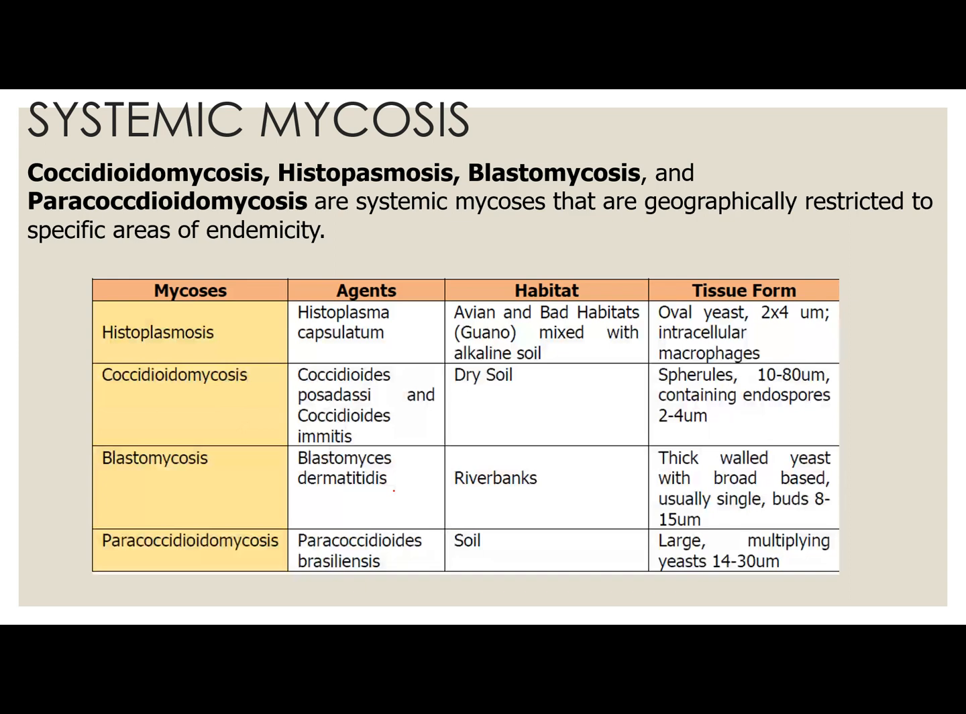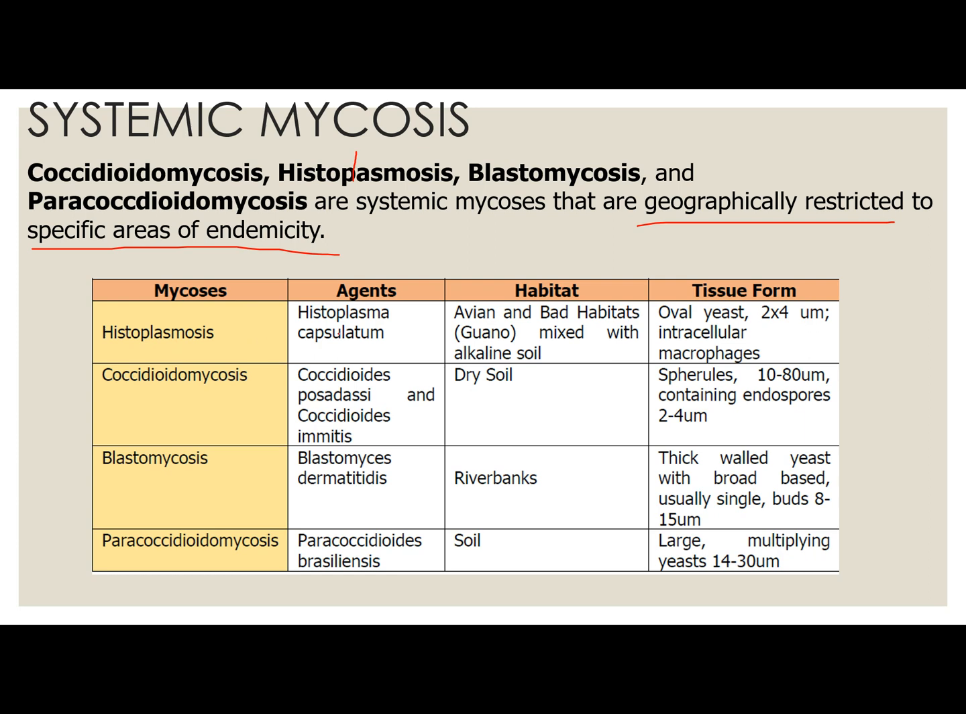Now, the systemic mycosis, class, that we're going to discuss, there are four. We have your Coccidioidomycosis, your histoplasmosis, class, Blastomycosis, and Paracoccidioidomycosis. All of these, class, are systemic mycosis that are geographically restricted to specific areas of endemicity. So let's start with histoplasmosis.